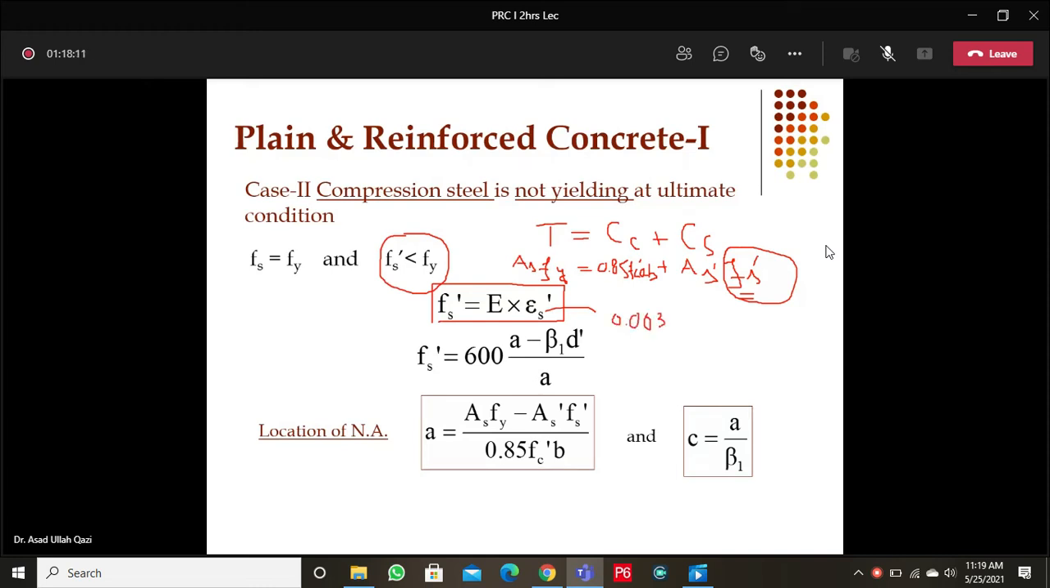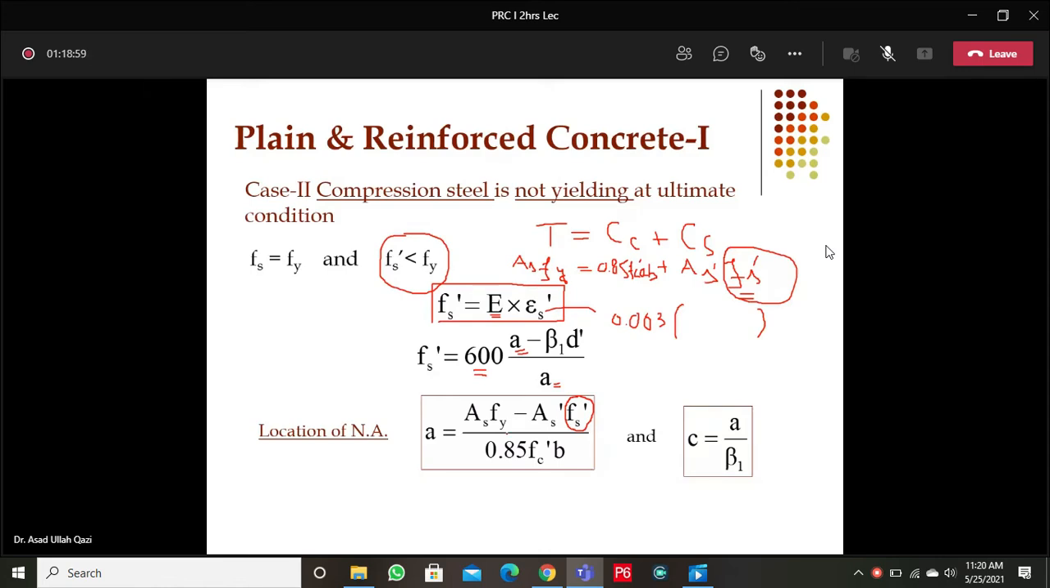Then into whatever was within the brackets. So that 0.003 multiplied by modulus of elasticity will give me 600. And I will get finally A minus beta 1 D over A. So if you recall, this is now the stress in compression steel, and it is having the relationship with the uniform stress block depth that you want to put here in your equation, which is rewritten here.